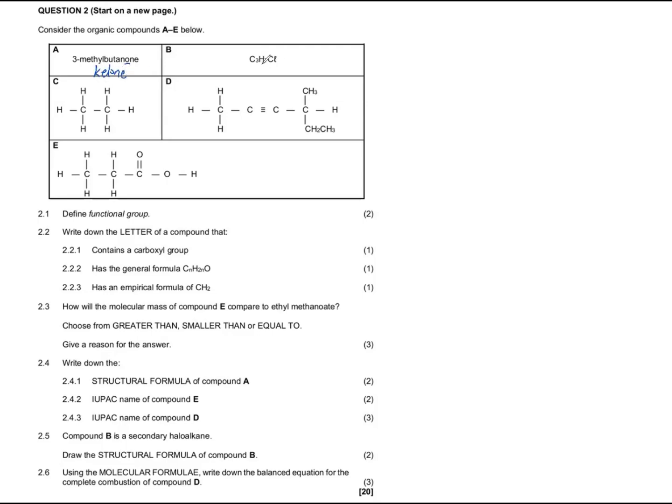And then here we have C3H7Cl. Based on that halogen, we know that this is a haloalkane, right? So it kind of makes things easier for you. And then this one here, alkane, obviously, single bonds between the carbon atoms. And then as we can see, it's a hydrocarbon. And then what about this one? We have triple bonds here, so it's an alkyne, right? And then this one here, we can see that it's COOH. So it has to be what? Carboxylic acid.